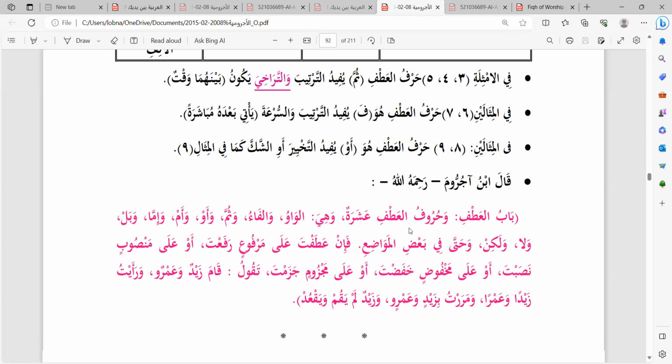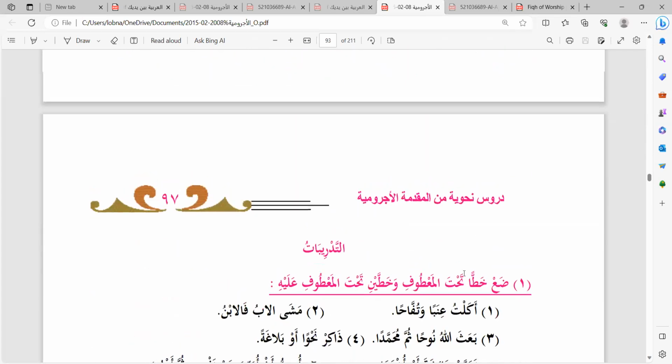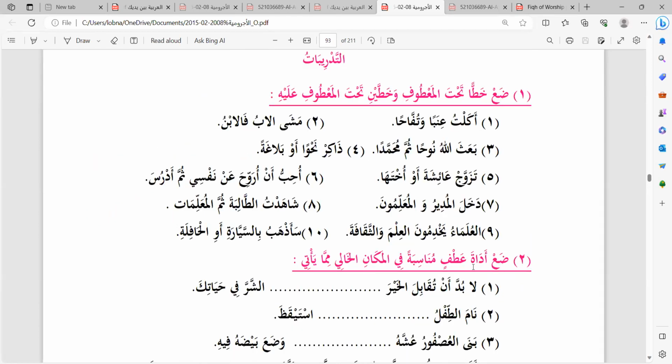So let's take one or two exercises. ضع, let's do this one. ضع أداة العطف مناسبة في المكان الخالي مما يأتي. ضع أداة العطف, tools of عطف, the four options that I mentioned. مناسبة في المكان, suitable in the place. خال, in the empty space. مما يأتي, like from the following.